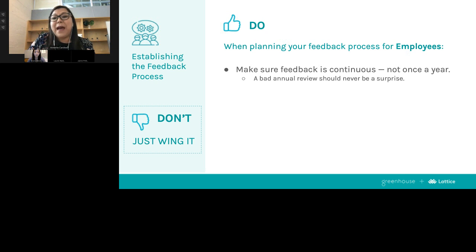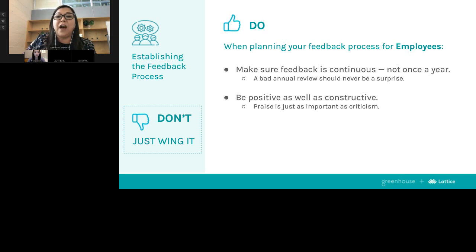So in other words, a bad annual review, what I'm saying here on the slide, should never be a surprise if this feedback is happening all the time throughout the process. The other thing to remember is that feedback should be positive as well as constructive. A lot of the time, employees and managers expect feedback should just be when you're screwing up. But that's a breakdown in the process. It shouldn't just be negative.